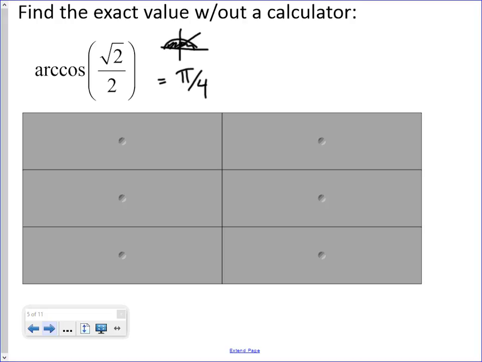Okay, so I would like for you to have a discussion with whoever you're with. What is the arc cosine of square root 3 over 2? And kind of walk yourself through it. What are you doing? What are you thinking?